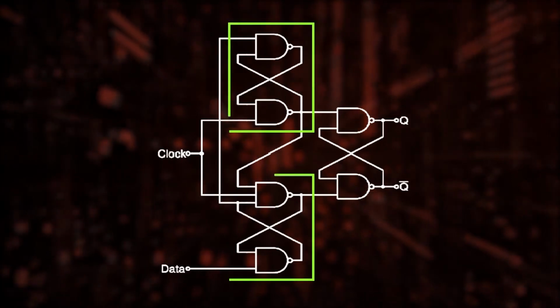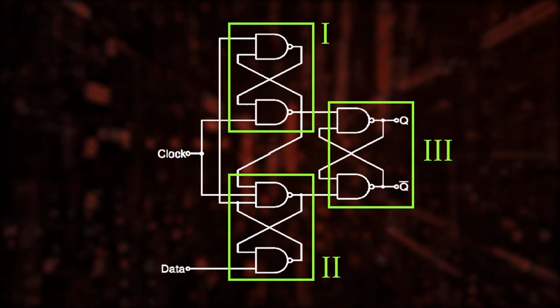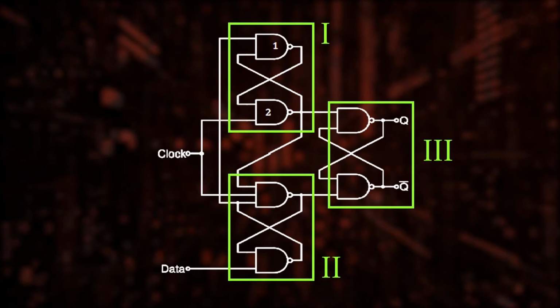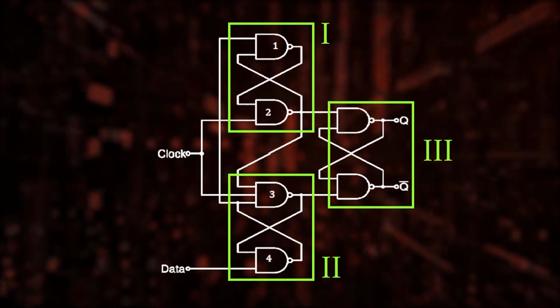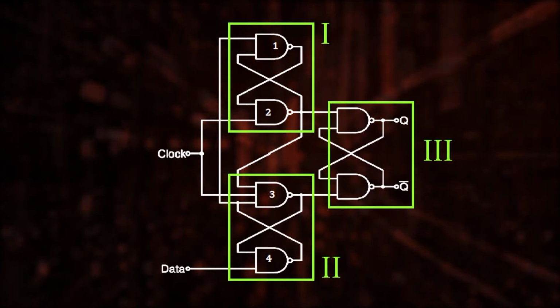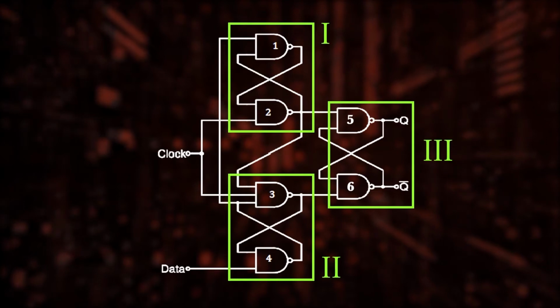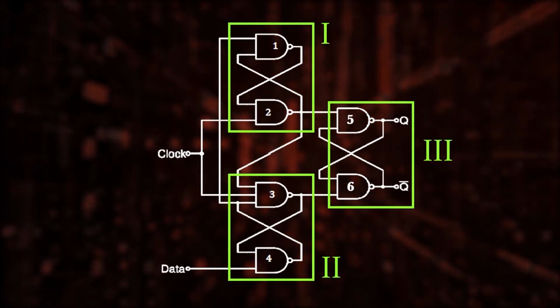It has three basic flip-flops which are marked as 1, 2 and 3 respectively. The first flip-flop has NAND gates 1 and 2. The second flip-flop has NAND gates 3 and 4, and the third flip-flop has NAND gates 5 and 6. The output of the circuit is provided by the third flip-flop, which is an SR latch.